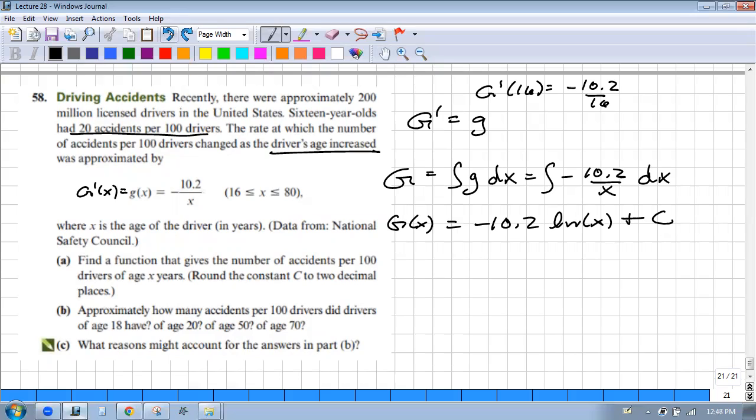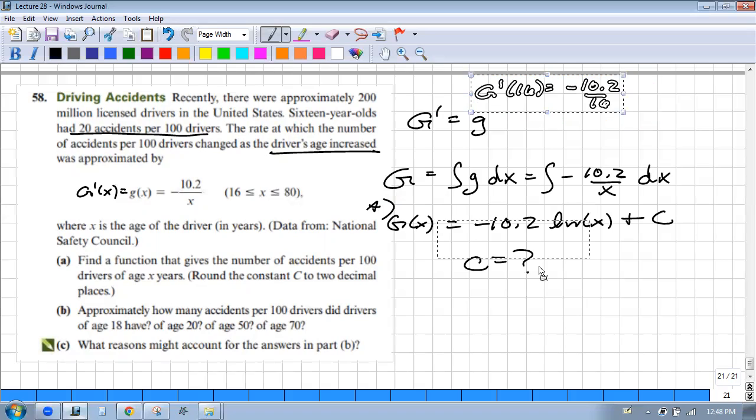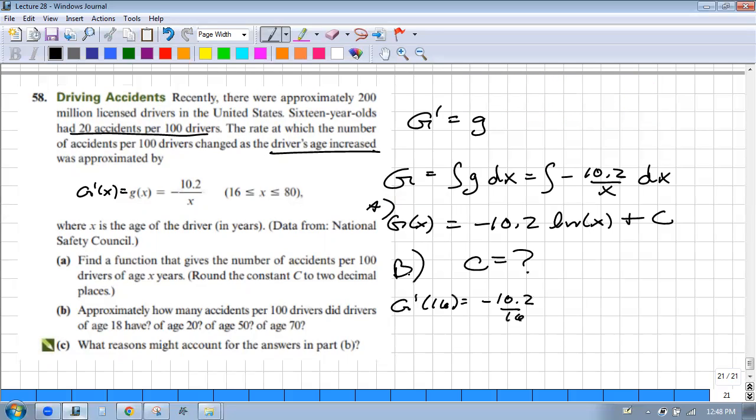Oh, well, let's look at part B here. So this is part A, that's a function. Approximately how many accidents per 100 drivers did drivers of age 18, 20, 50, and 70? So to do this one, we do have to figure out what the C is. So let's see, how can we find out what C is? For part B, what is C? We're going to need it.